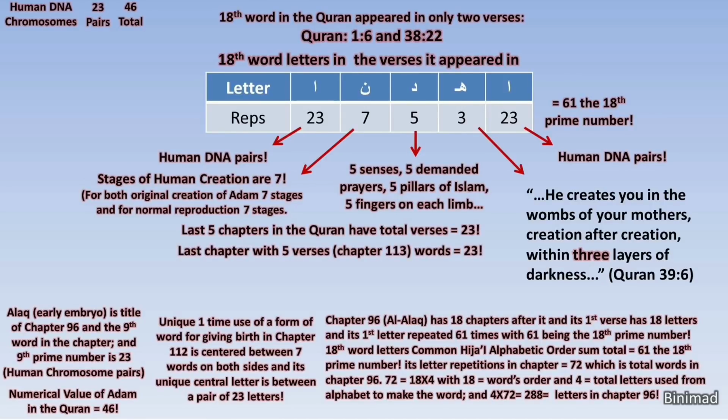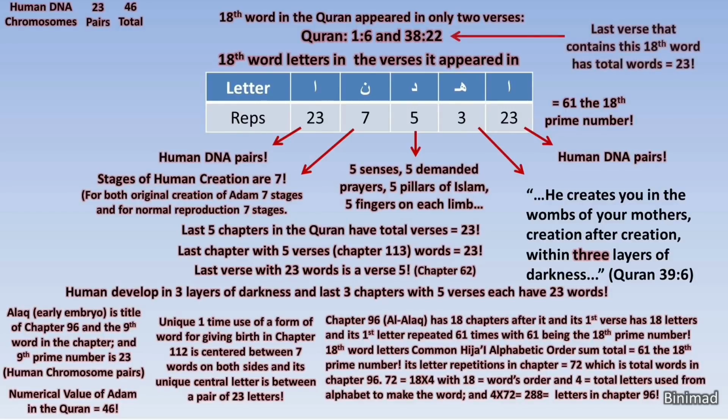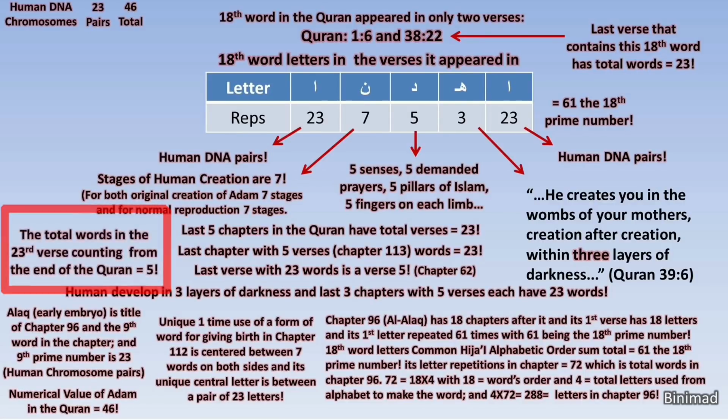Then I found that the last verse in the Quran that has 23 words is verse number 5. Furthermore, I remembered that the human develops in 3 layers of darkness, and the last 3 chapters that have 5 verses each also have 23 words. I also found that the last verse to contain this 18th word, ihdina, is also 23 words. Subhanallah, it's simply endless. Then when I counted from the end of the Quran, the 23rd verse has 5 words.